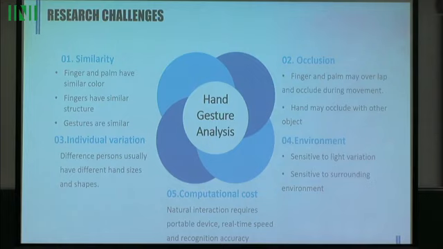The fourth one is environment. It's typical for vision-based research because it is so sensitive to the light, to the surrounding environments, and to a lot of things that might change your color or change the environment. The fifth one is computational cost, because if you really want to do something applicable, you must make sure it is fast with reasonable accuracy, and also your hardware cost cannot be very high. So this is a very typical problem for real-world applications.